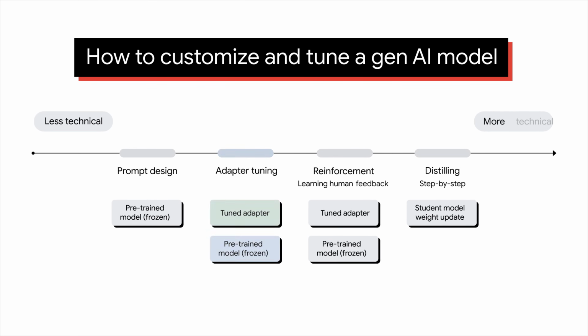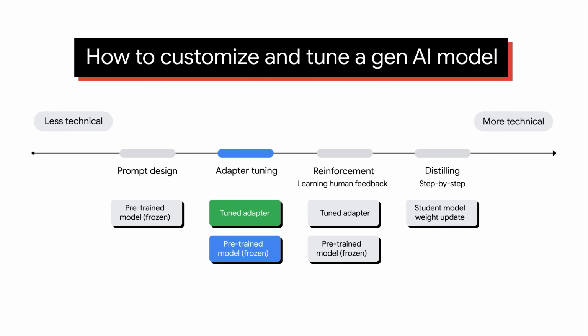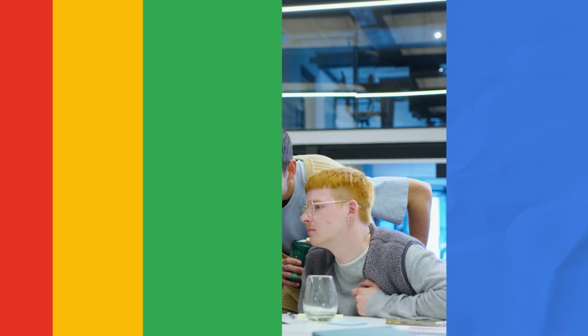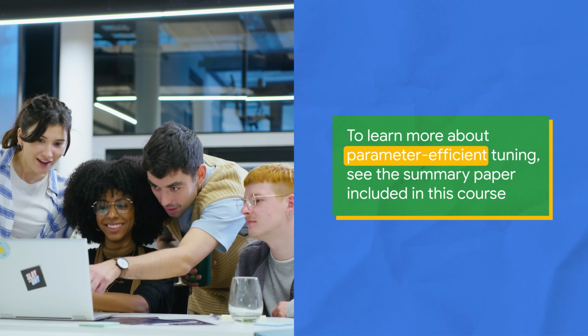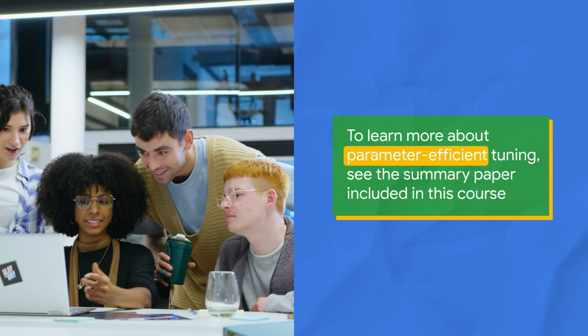For example, you can have adapter tuning, which is supervised tuning that lets you use as few as 100 examples to improve model performance. Reinforcement tuning, which is unsupervised reinforcement learning with human feedback. If you want to learn more about parameter-efficient tuning and some of the different methods, please check out the summary paper included in the reading list.